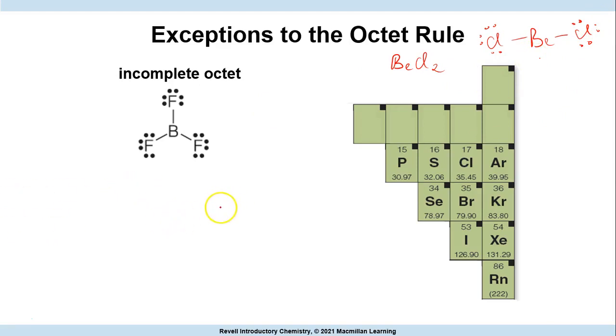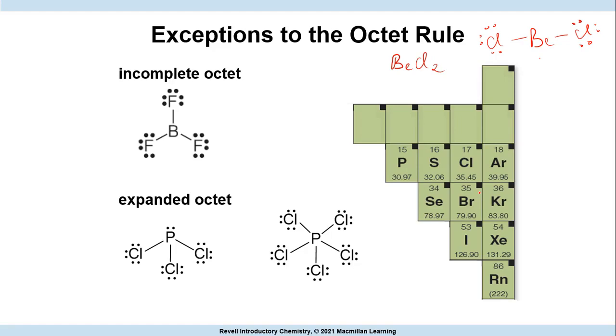Now, for the elements in the periodic table, the elements that are found from the 3rd row, in the 3rd row here, we are looking at phosphorus, sulfur, chlorine, argon, selenium, bromine, krypton, iodine, xenon, and radon. All of these, they have what we call an expanded octet, which means that they will actually have more than 8 electrons for the central atom. So the central atom will have more than 8 electrons. In that case, we call it an expanded octet. We are going to see an example of phosphorus trichloride and phosphorus pentachloride.